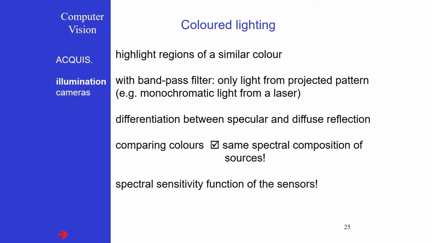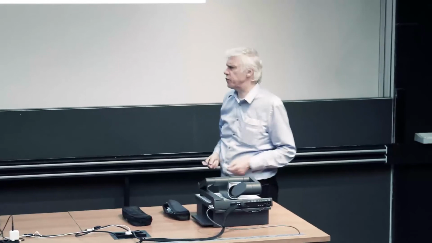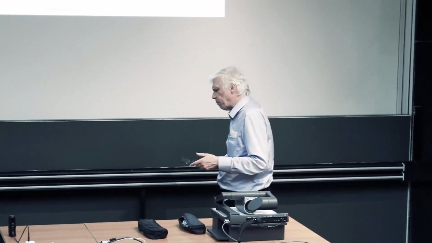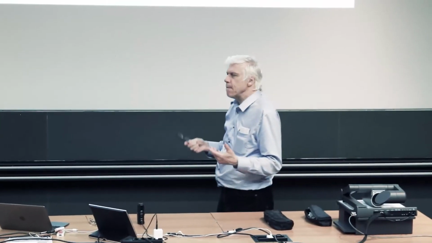Okay. Another trick is to use colored lighting. So sometimes you are looking for a particular color in the scene, you know it in advance. So in that case, you can apply light of the same color so that the part that you're looking for reflects more of the light.